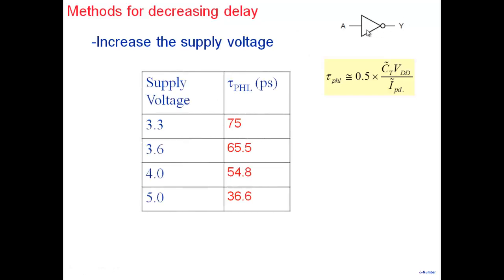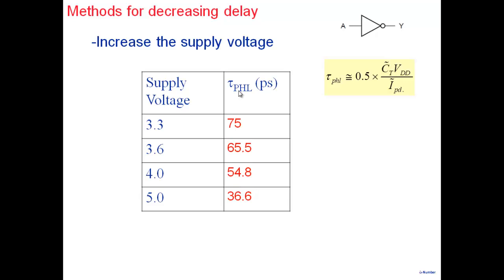So for example, for the inverter that we were looking at, at 3.3, it had a tau PHL of 75 picosecond. When I go to 3.6, note that what is happening is supply voltage is increasing here, but the current increases faster than the linear variation in voltage here. So current increases faster than this simple thing. And so 3.6 gives us 65.5. It's a straightforward calculation of current. 4 gives us 54.8. 5 gives us 36.6. So very easy to reduce the delay.